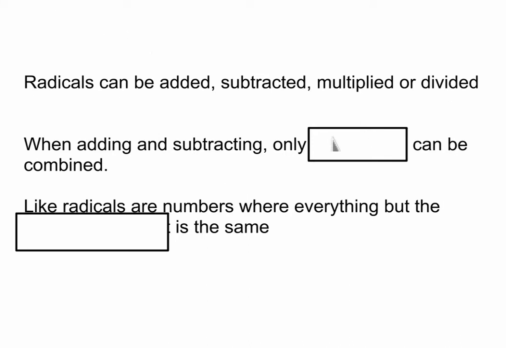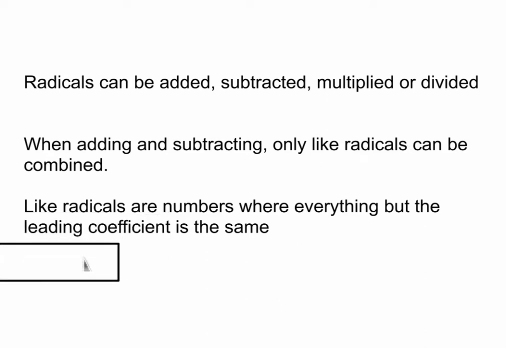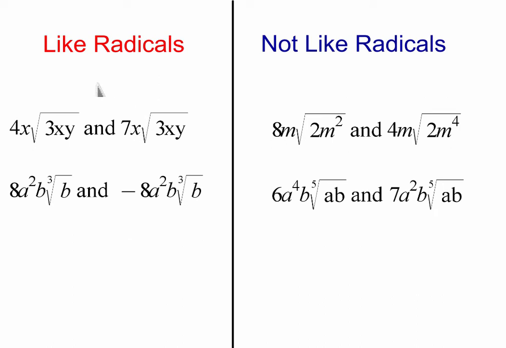When we are adding or subtracting, we can only add or subtract like radicals. Those are the only things that can be combined. Like radicals are numbers where everything but the leading coefficient is the same. So let's take a look at some examples of what that means. So here are some things that are like radicals.